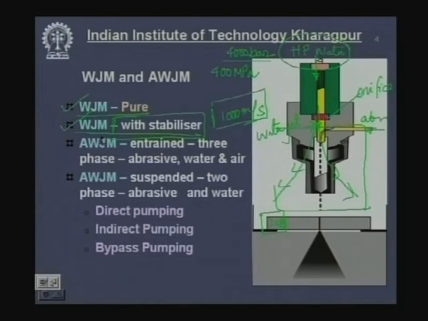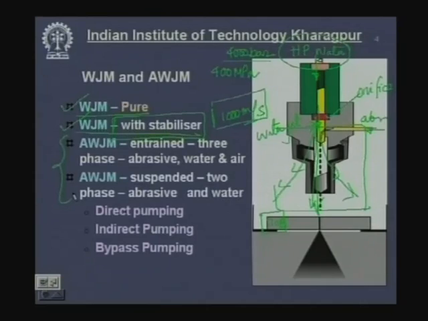So, once we add those stabilizers with the water jet, the flare reduces, it becomes much more focused, and we can use the total power of the water jet for machining. This is about water jet. The other part of the story is abrasive water jet.